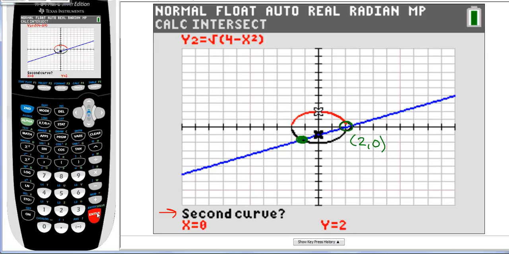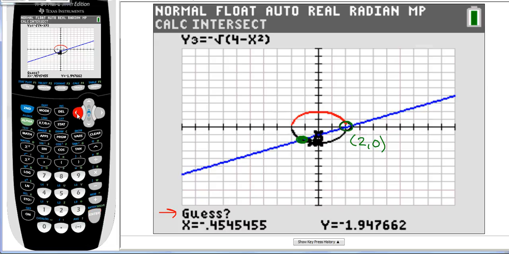Now it's asking me for the second curve. So that's the second of the two lines that are intersecting. Mine are the blue and the black. I've already got it on the blue, so the next time I want to make sure I have my cursor on the black line, then hit enter. Then it's going to ask me for a guess down at the bottom. Now I want to use my left and right arrows, and I want to scroll my cursor to about where that intersection point is and hit enter one more time.